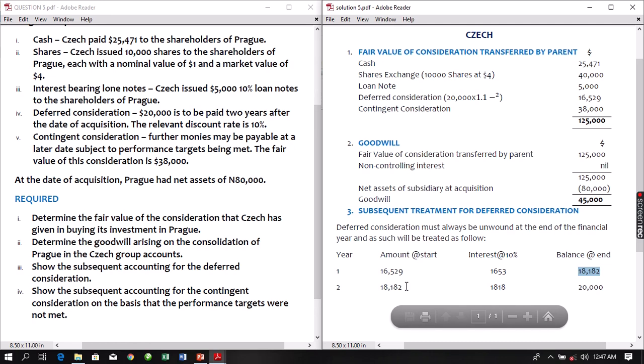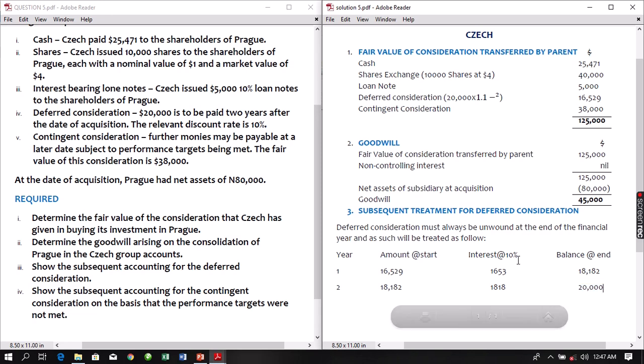If I am consolidating at the end of year 2, it means that I have to unwind the cost again at the end of year 2. So bringing my total deferred consideration back to 20,000. You can see we are told that we are going to pay them in 2 years time, and when the 2 years time comes, we must have unwind, and the figure will give us the exact amount that we want to pay back. Very easy.